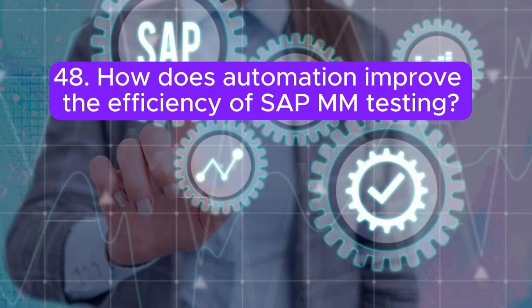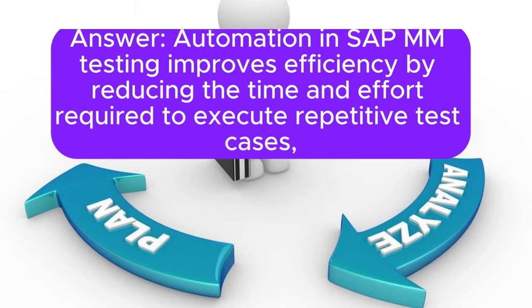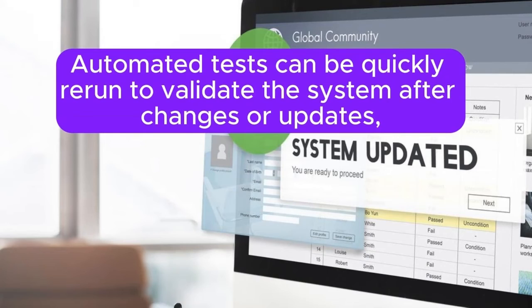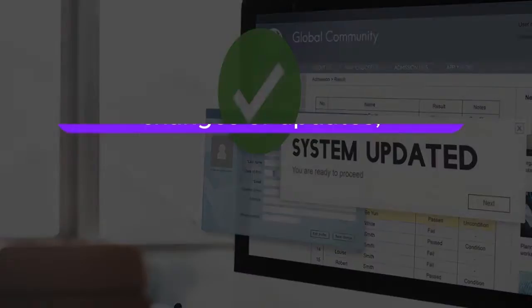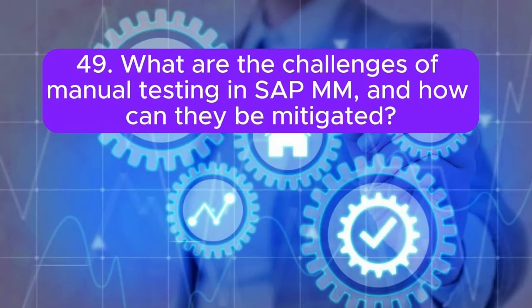48. How does automation improve the efficiency of SAP MM testing? Answer. Automation in SAP MM testing improves efficiency by reducing the time and effort required to execute repetitive test cases, increasing the accuracy of test executions, and enabling more frequent testing cycles. Automated tests can be quickly rerun to validate the system after changes or updates, providing immediate feedback and reducing the overall testing timeline.